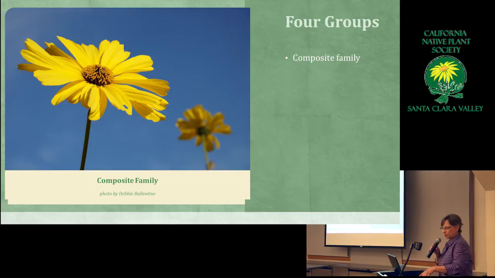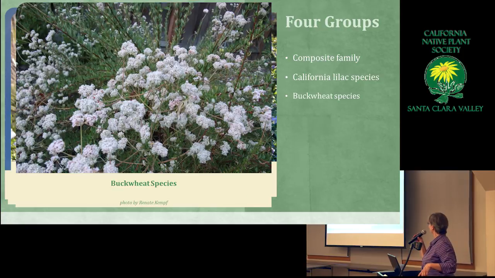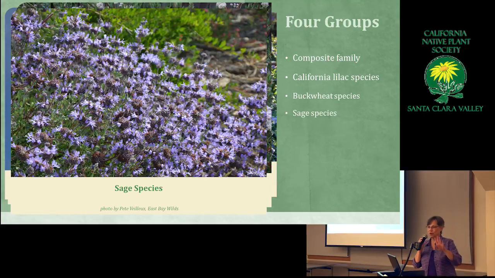There are four groups of plants that we're going to talk about. One is first the composite family. We'll talk a little more about what that is. The second is the California lilac species, the buckwheat species, and the salvia species. So at this point, I feel like you've been here, you've learned all the basics already. Now we're going to go into talking about the plants in more detail. I have picked 3 plants in each one of those groups, so we're going to talk about 12 plants.